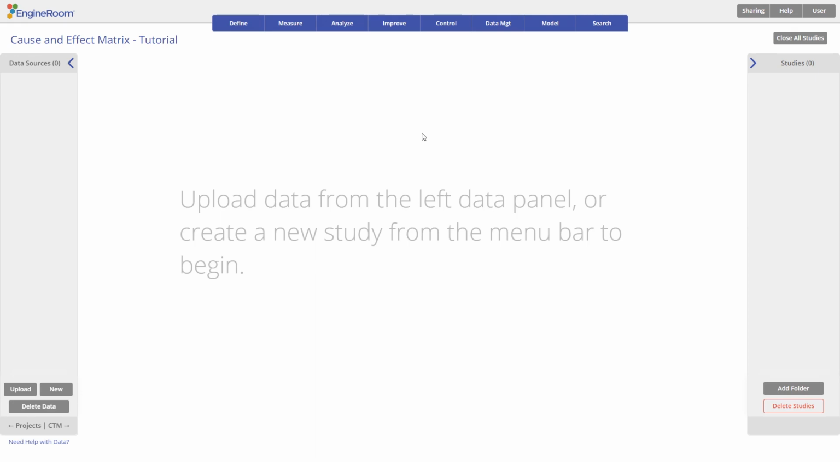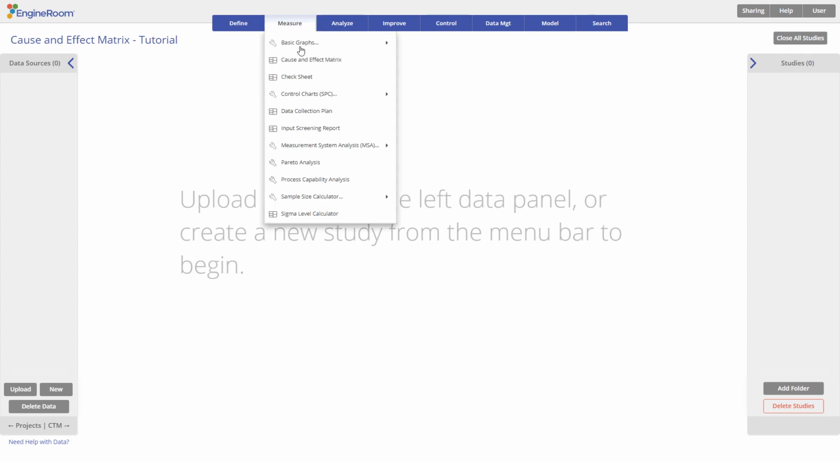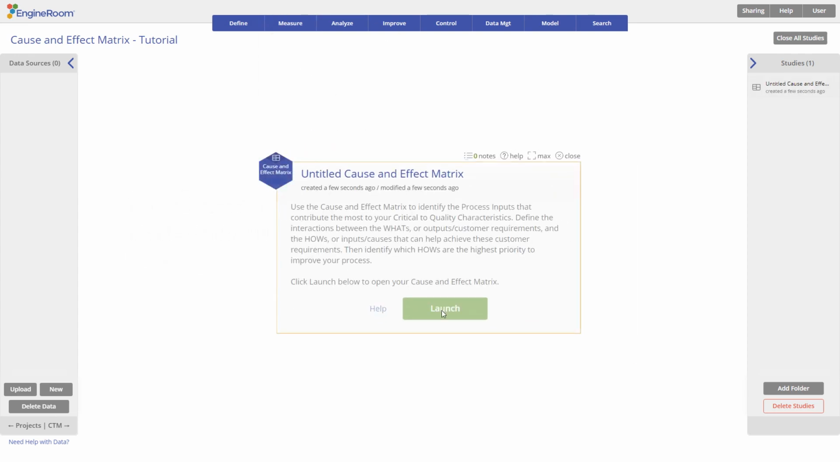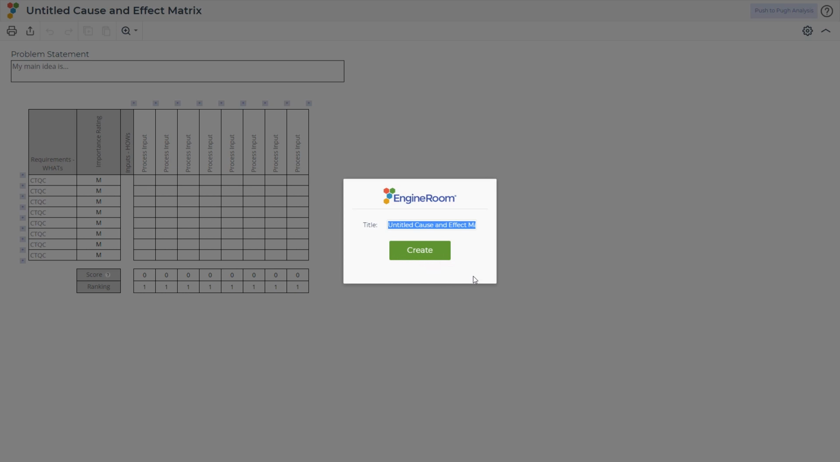In order to correlate critical to quality characteristics with inputs to the process, we will be using the cause and effect matrix. In this example, a local medical center is working to reduce patient accounts receivable that must be turned over to a collections agency.